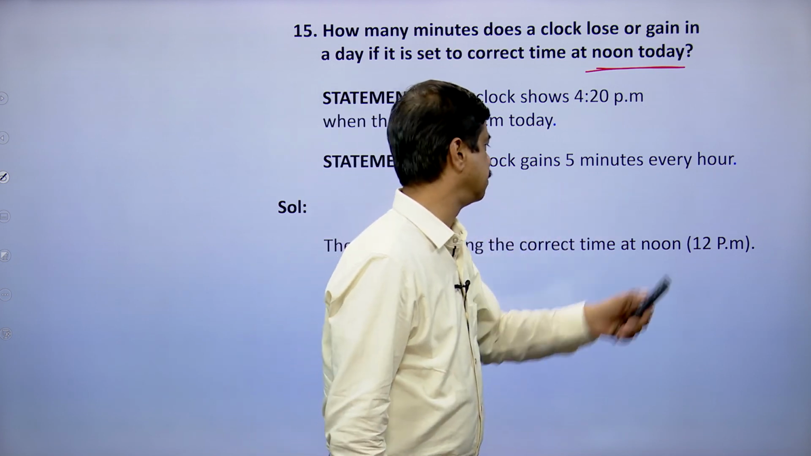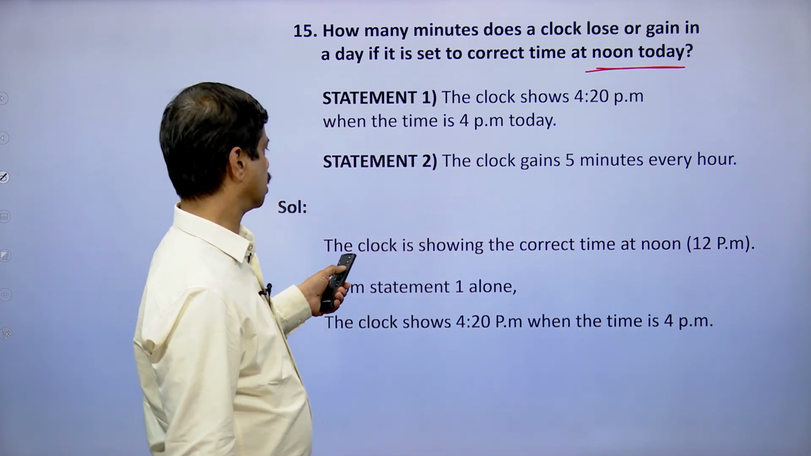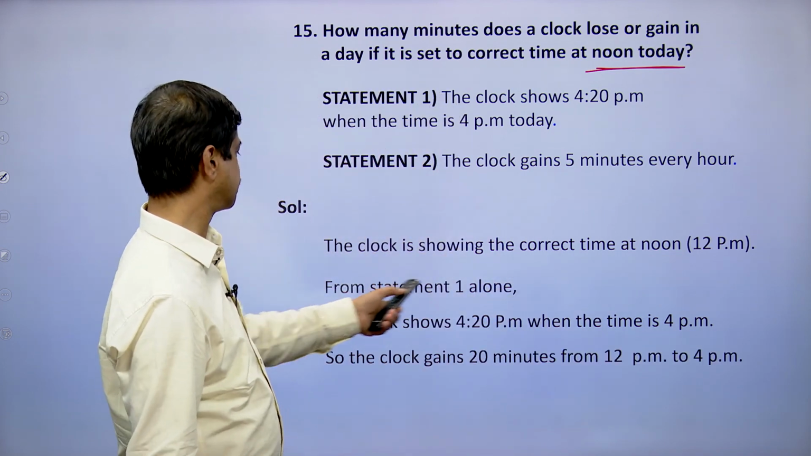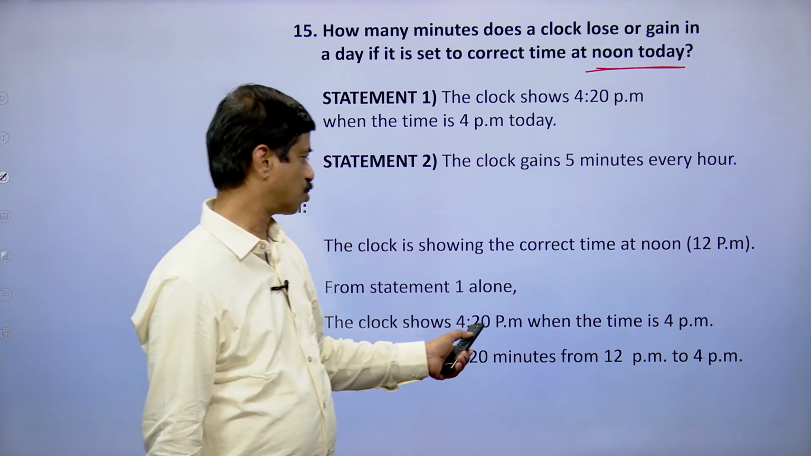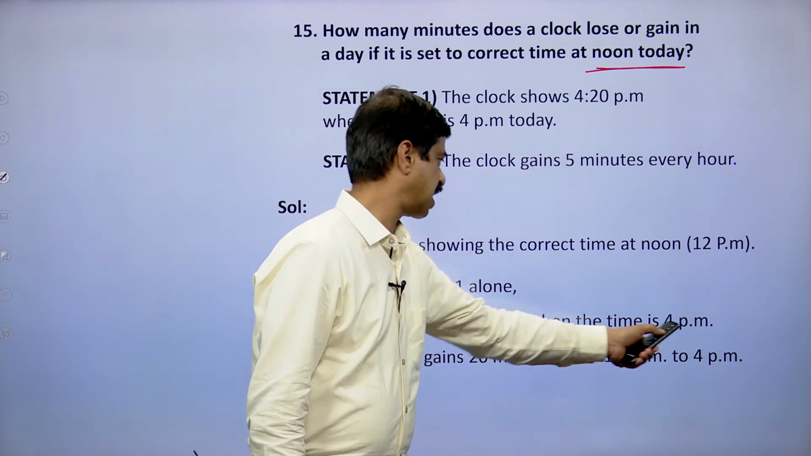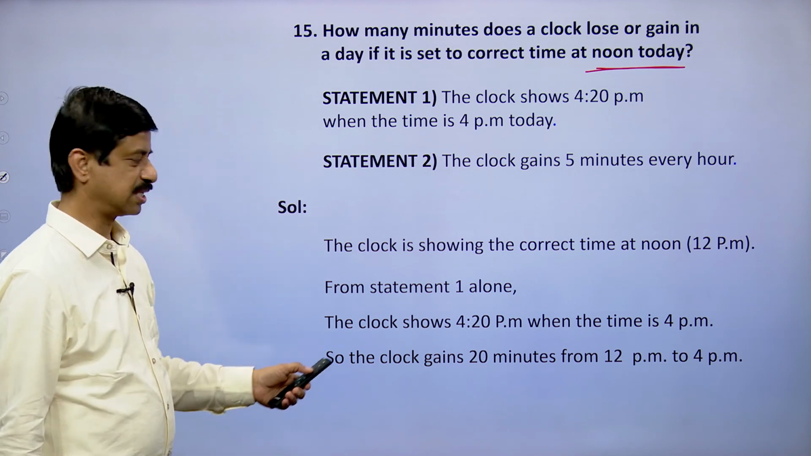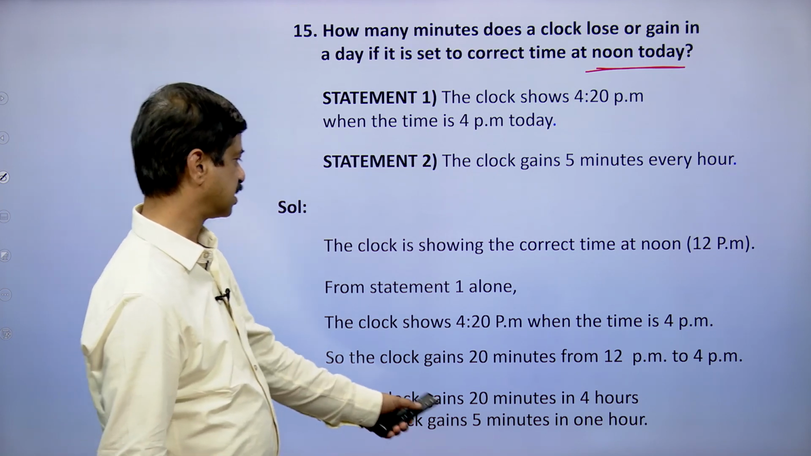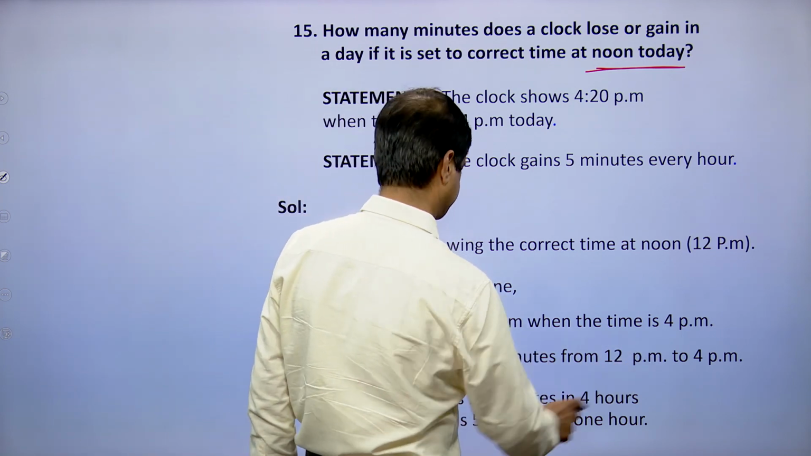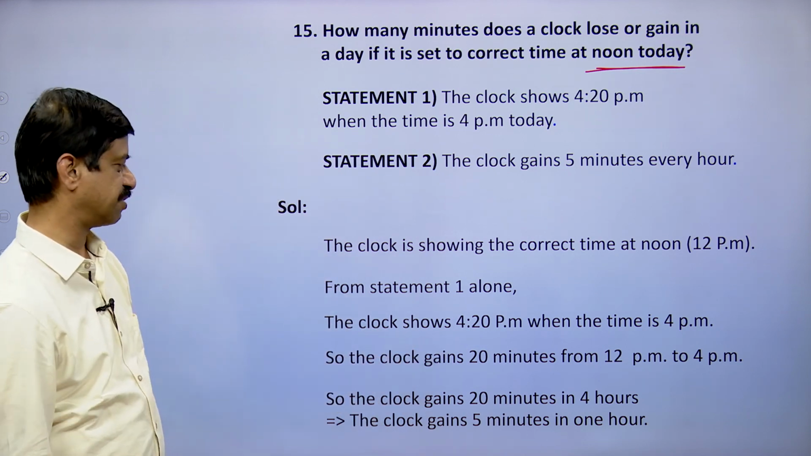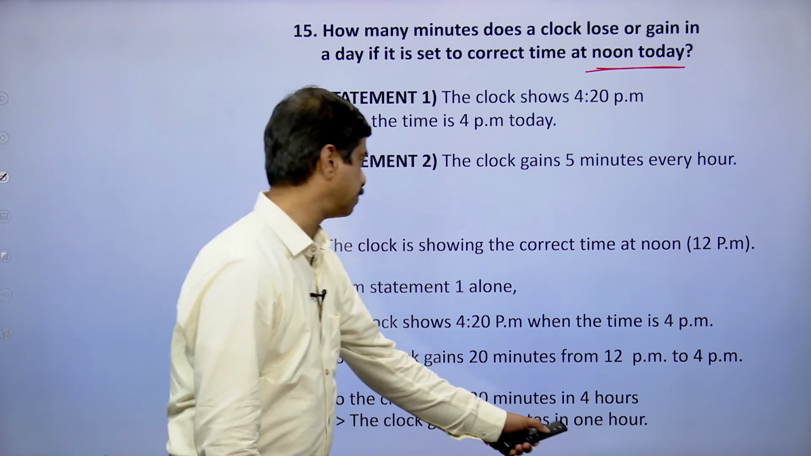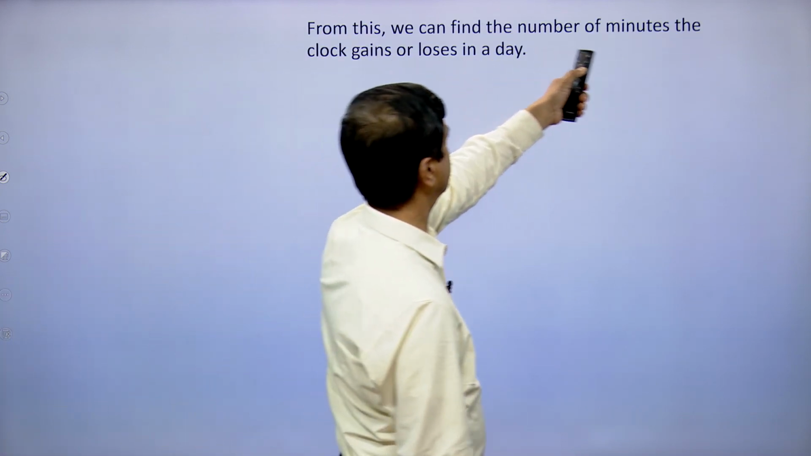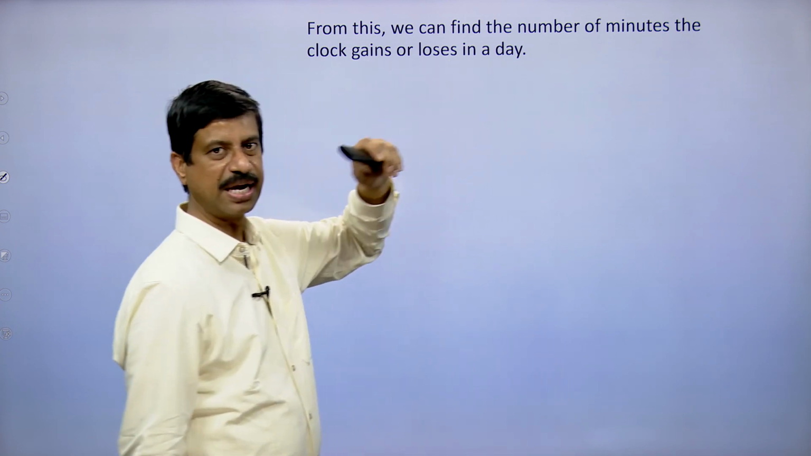Statement 2, the clock gains 5 minutes every hour. So, the clock is showing the correct time at 12 noon. From statement 1 alone, the clock shows 4:20 when the time is 4 p.m. So, the clock has gained 20 minutes from 12 to 4. 4:20 minus 4, that is 20 minutes in 4 hours. So, the clock gains 5 minutes in every hour. From this we can find the number of minutes the clock gains or loses in a day.